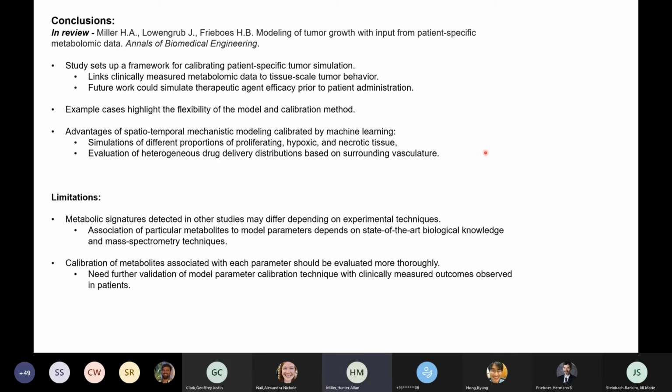One limitation of this approach is that the metabolic signatures detected in other studies may differ depending on experimental techniques. So the association of particular metabolites to model parameters also depends on state-of-the-art biological knowledge and mass spectrometry techniques. However, this could be refined over time. Additionally, the calibration of the metabolites associated with each parameter should be evaluated more thoroughly.